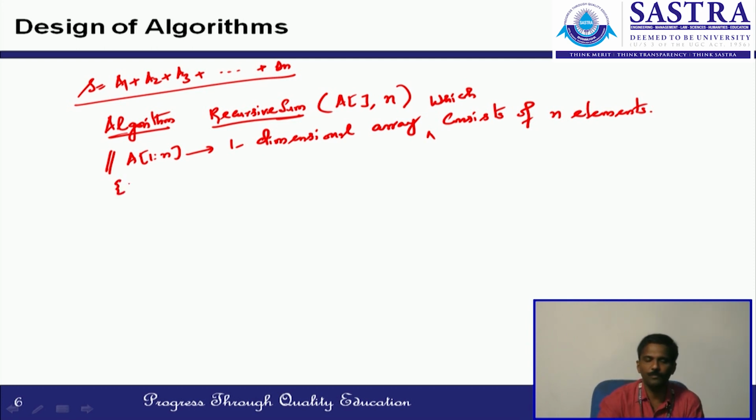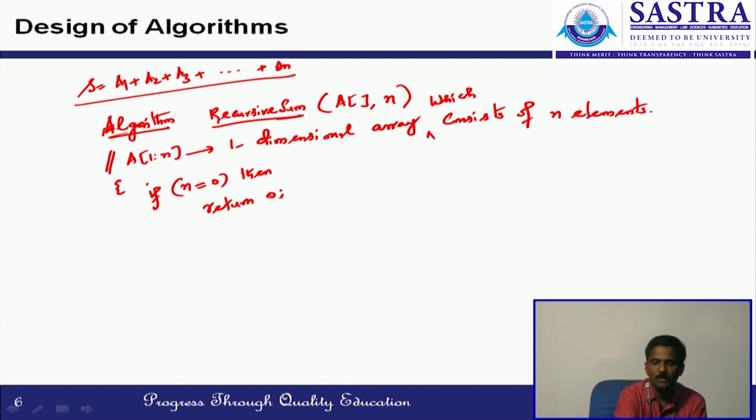Opening curly brace. Algorithm starts here. Let us define a termination condition. Suppose if n is equal to 0, then let us return a value 0, else return A array.